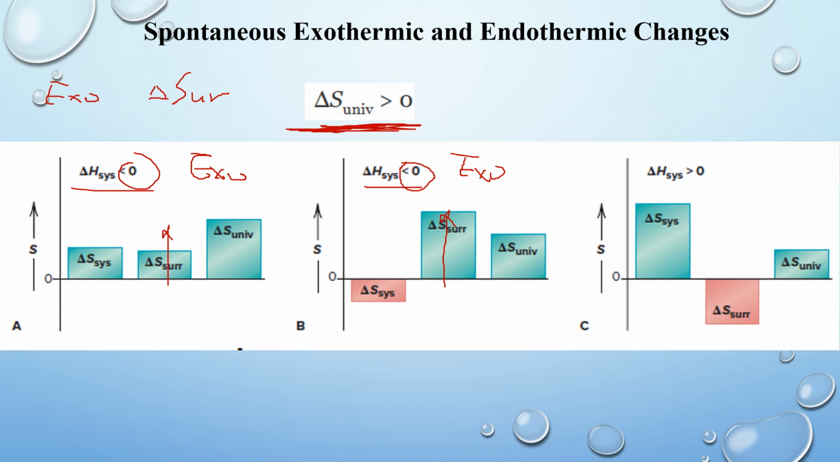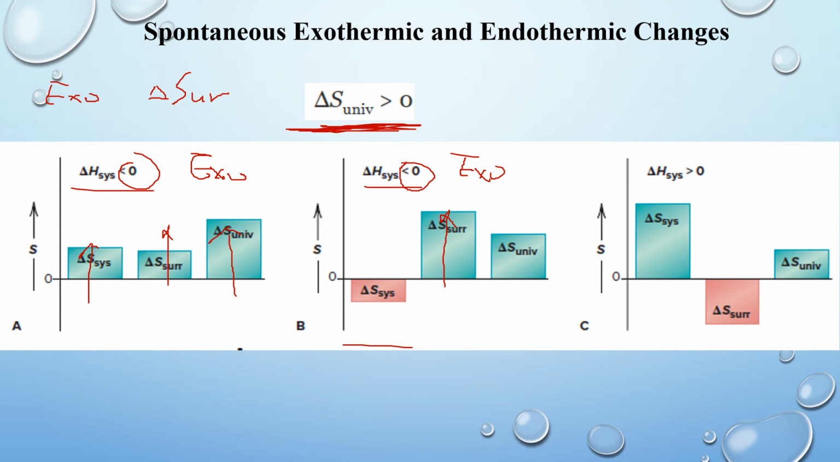In this first case, if your system also has a delta S that's greater than 0, for example if you have more gas generated, then your overall delta S universe will also be greater than 0. You have two positive numbers adding up together, so it must be positive.